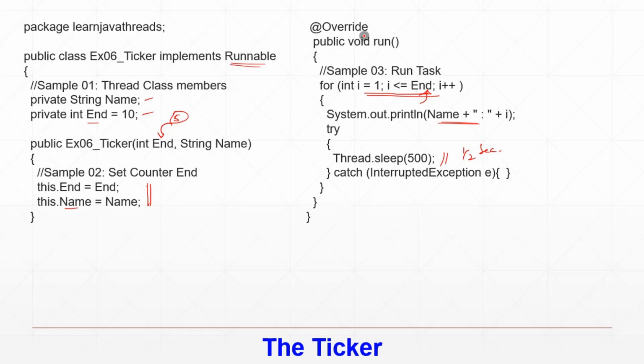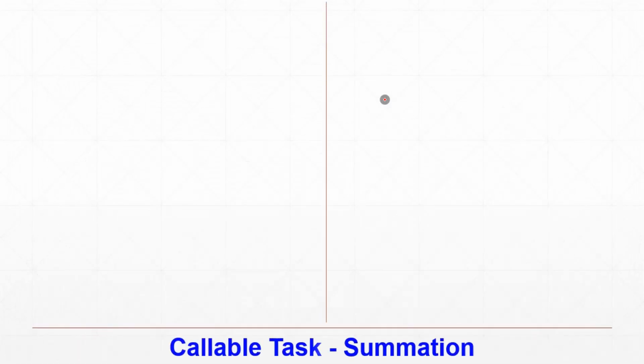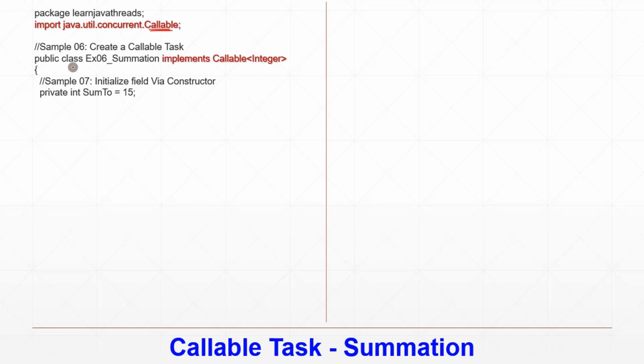And if you see, since we override the void run method, it does not return anything to the caller. So it's a background task, we can say, and the task goes silently. It will not return any value. Next we have a callable task. So from java.util.concurrent we are importing Callable. Then we create the class Summation implements Callable of Integer. Right, so it's not a runnable task, it's a callable task.